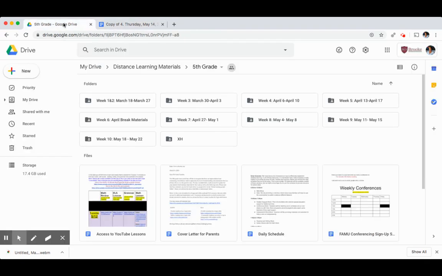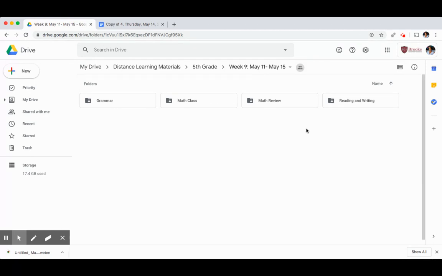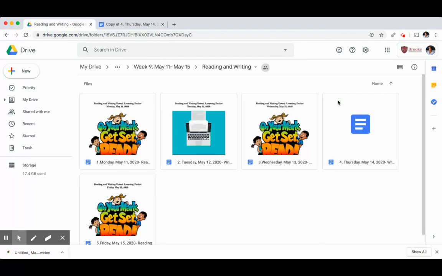If you open up our distance learning materials for fifth grade, you will open up this week, week 9. We are doing writing class, so you're going to open the folder that is labeled reading and writing. Today is Thursday, so you'll open up Thursday's work.